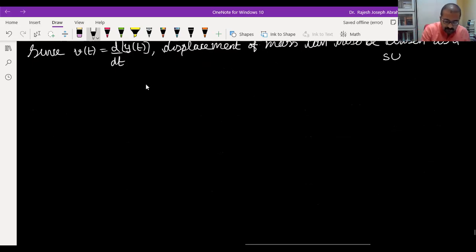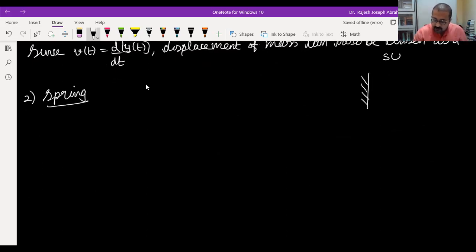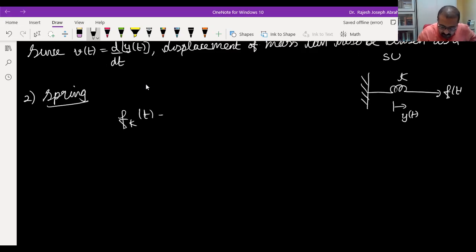The next one is the spring. So this is the spring which is connected to a fixed surface. This is the spring constant K. The mass displacement is y of t, and here we are applying a force f of t. When you apply a force, there will be an internal restoring force which opposes the applied force. So what is that force? Fk of t will be K into y of t. In a linear spring, the applied force is proportional to the displacement. K into y of t.